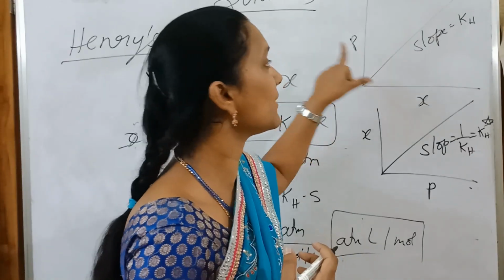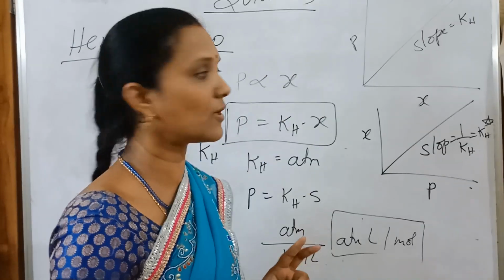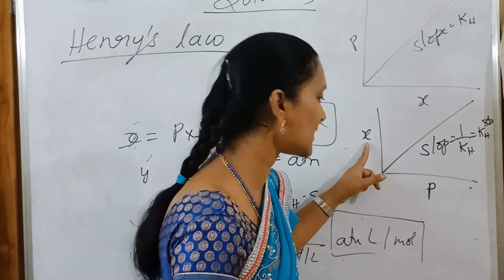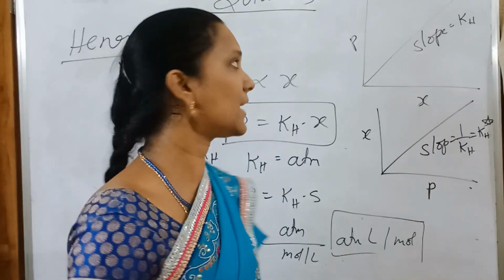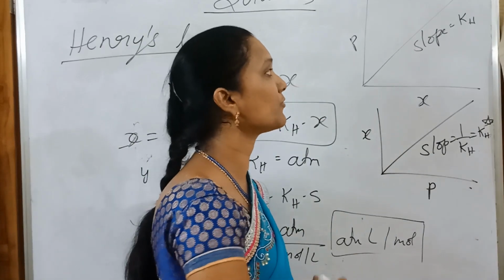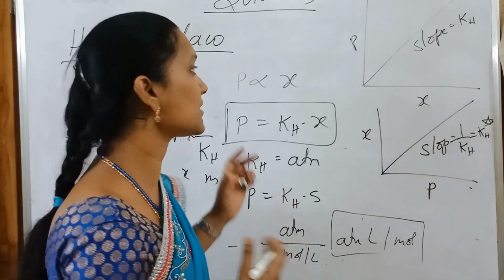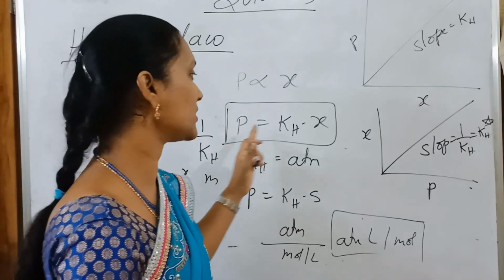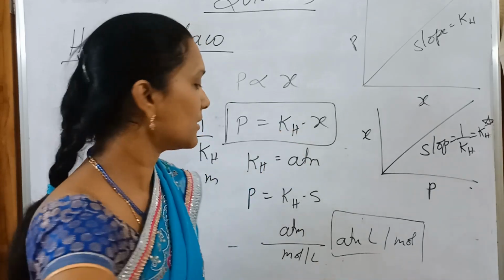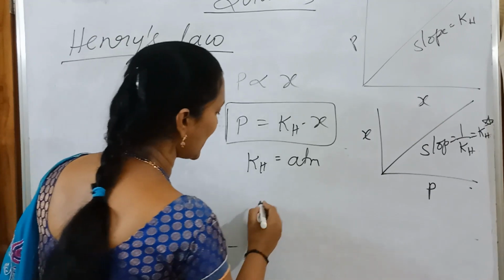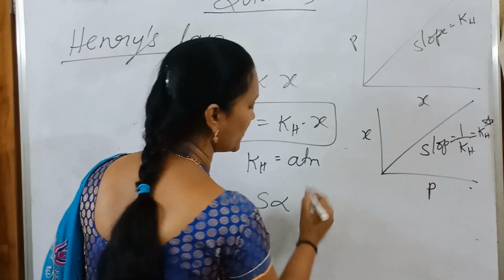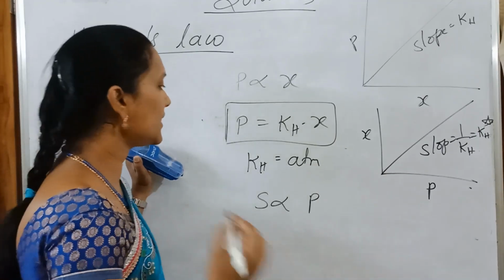So what they given on the y-axis and x-axis we have to observe carefully. On the y-axis x given, on the x-axis p given. Now slope is equal to 1 by Kh. It is the graphical representation of Henry's law. What is the relation? Pressure is equal to Kh into x. Now solubility is directly proportional to pressure. As the pressure increases, solubility increases.